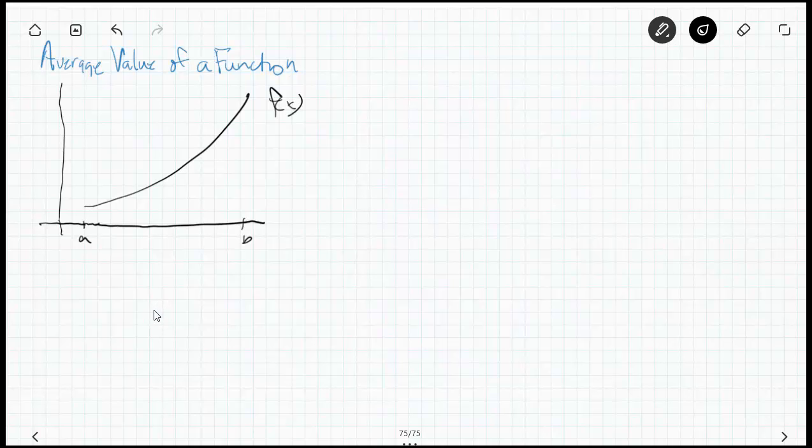We're going to talk pretty quickly about finding the average value of functions using integrals. It's pretty cool too. It's super easy. And the proof of it is pretty neat as well.